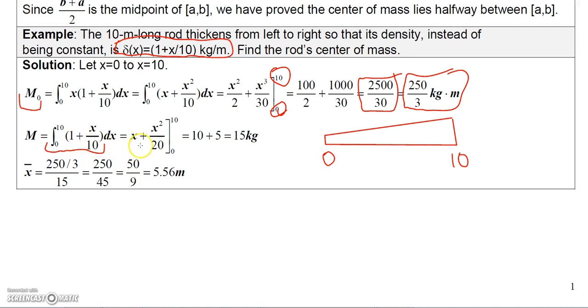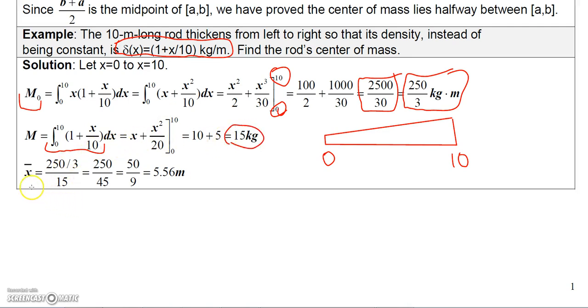Now the mass: you simply integrate the density function from 0 to 10, and I'm assuming you know how to do this. You integrate 1, you get x. You integrate x over 10, you get x squared over 20. Evaluating from 0 to 10, when you evaluate at 0, both terms are 0, so we just evaluate at 10. I get 10 plus 100 over 20, which is 10 plus 5, which is 15. So the mass would be 15 kilograms.